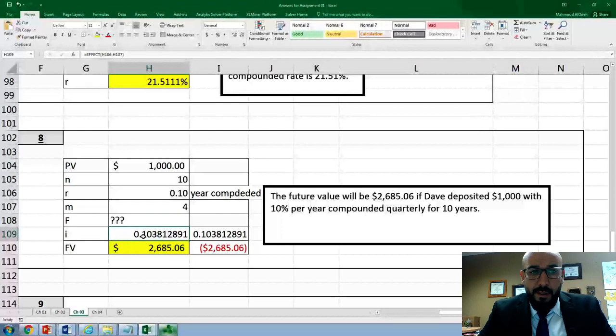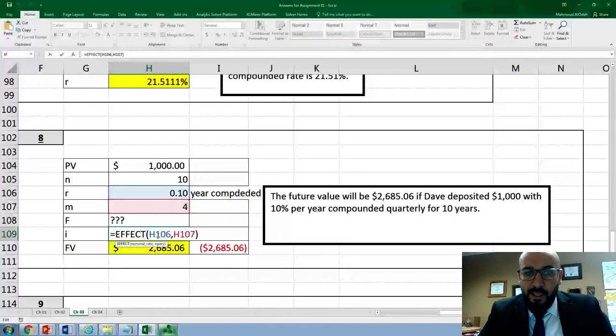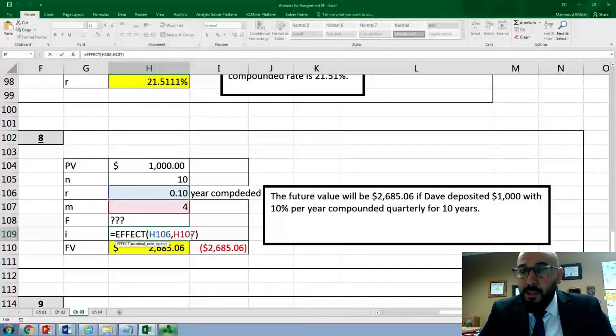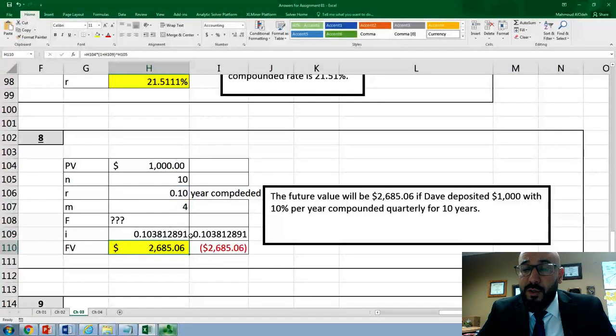So here's what I did to find the effective interest rate. I used the EFFECT function, and I used the nominal rate of 10%, and we know this interest rate is compounded quarterly, so the interest is charged 4 times a year. So I put 4 here to find the effective interest rate. So the effective interest rate is 10.38%.